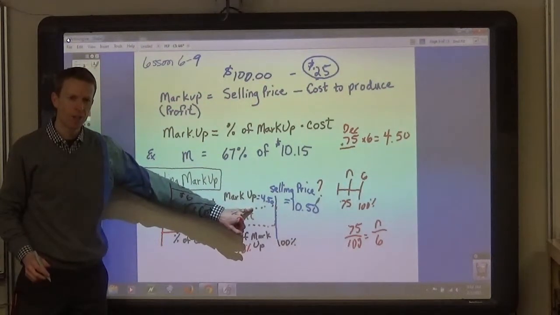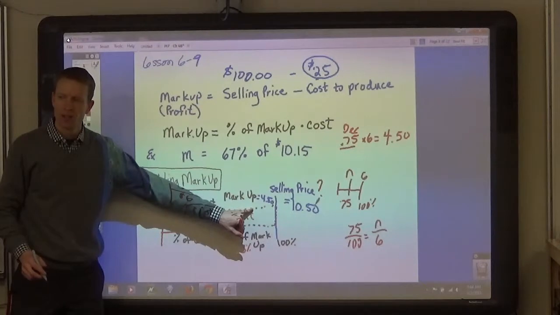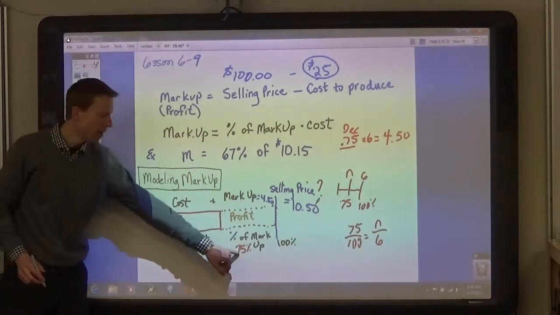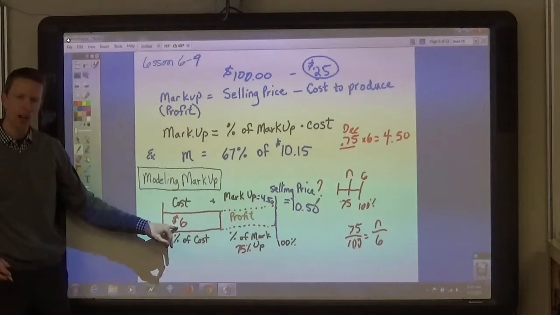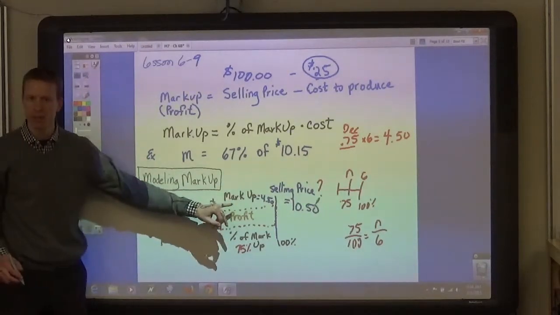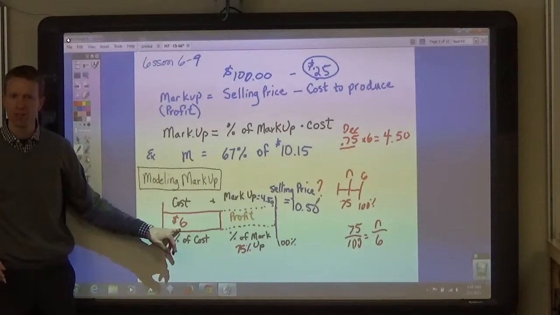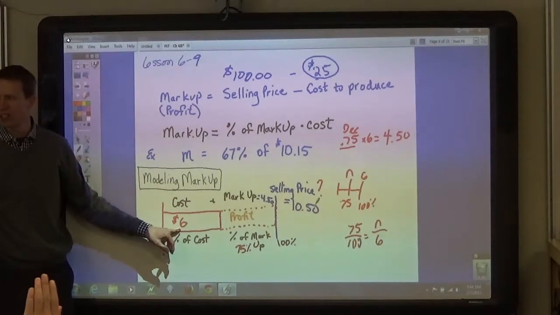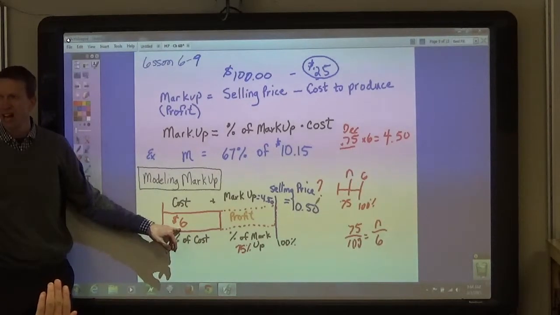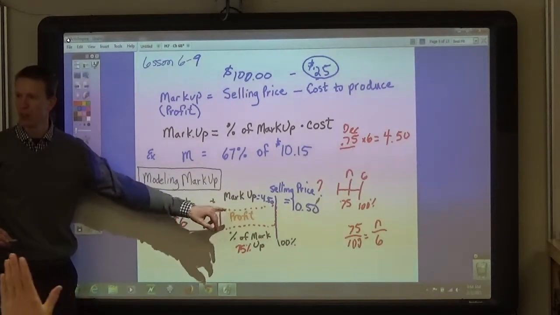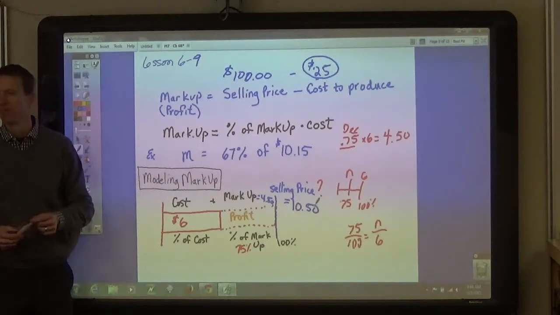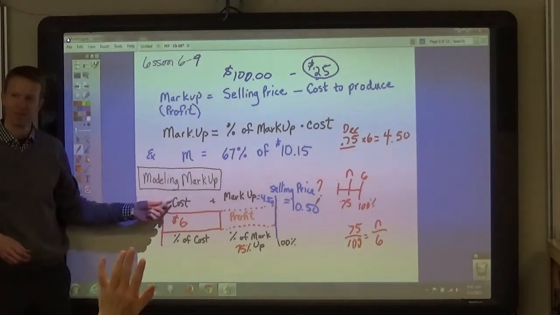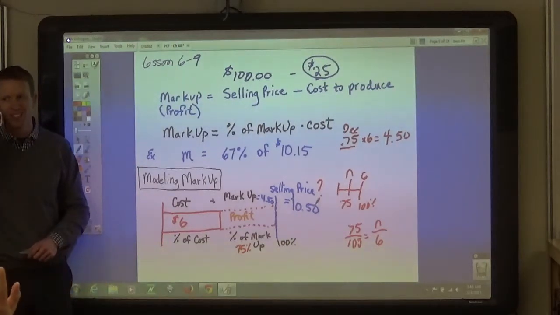How do we find the markup? Well, we know that 75% of the cost equals the markup. So we had to find 75% of 6. Okay? Pay close attention here, guys. You have to add that markup amount to what, Troy? No, to the cost. All right? Focus.